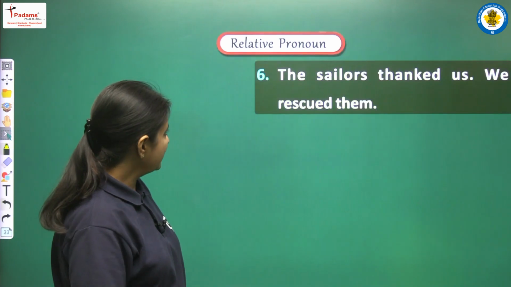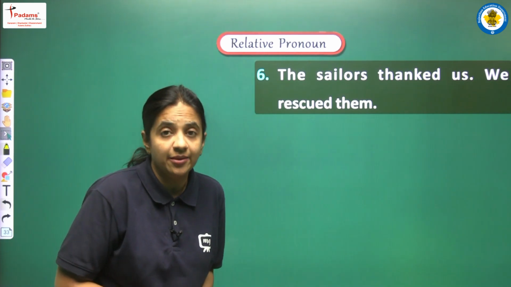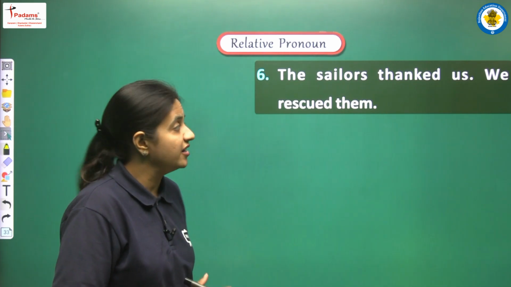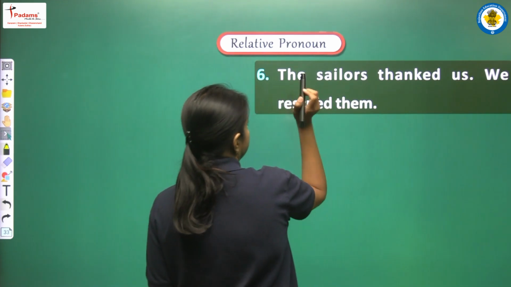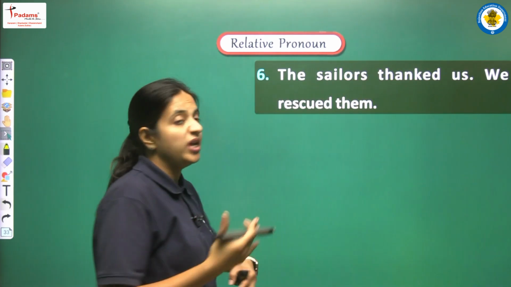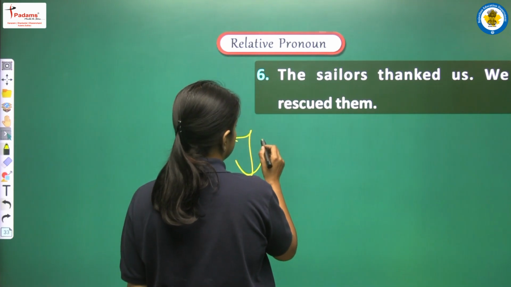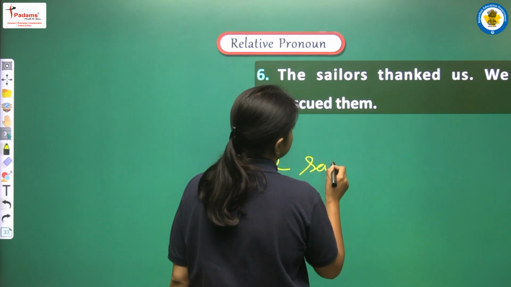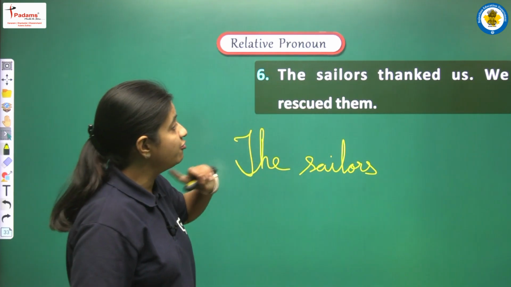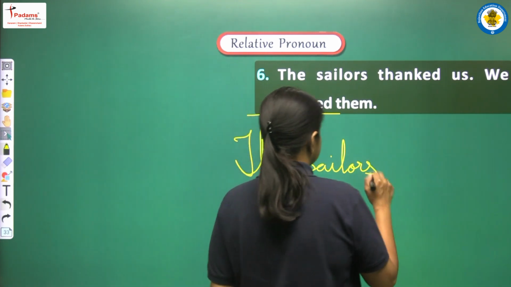Okay. Next sentence, the sailors thanked us. We rescued them. Okay, so now here we can observe how we can use our relative pronoun. So here we can see the first thing is that the sailors thanked us. The second thing is that we rescued them. So let's see how can we write. The sailors. So let's make sailors the object. Subject will be we, and what is the action? Action is to rescue.